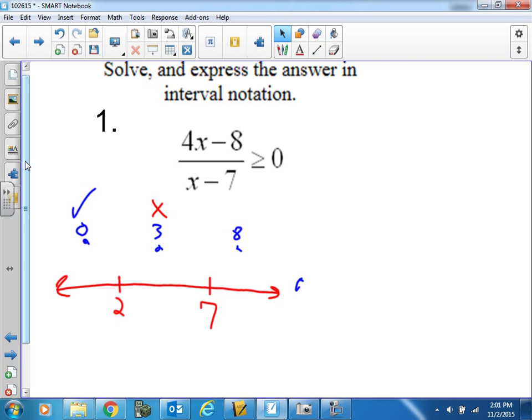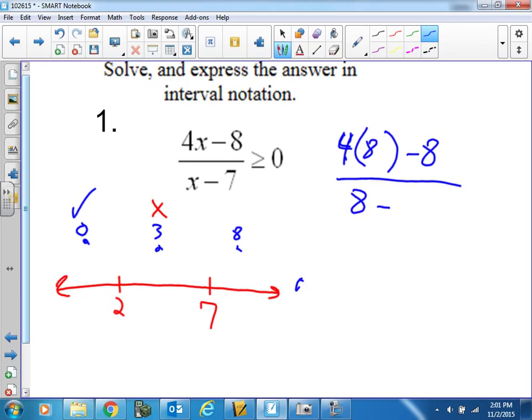Alright, now I'm going to plug in 8. So I'm going to have 4 times 8 minus 8 over 8 minus 7. Is that greater than or equal to 0? Well, 4 times 8 is 32. Minus 8 is 24. All over 1. Is that greater than or equal to 0? That is a yes. So that is a check.